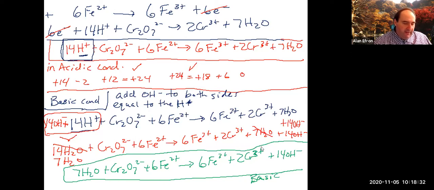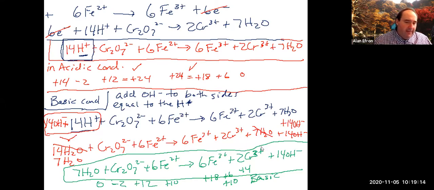Overall charge, if we look at the overall charge on the left-hand side, we got 0 plus a -2 and a plus 12. That gives us, I think, a plus 10, if I'm not mistaken on that. On the right-hand side, we have a plus 18 and a plus 6 and a minus 14. So again, that's a lot of math there, but that's like a plus 24 minus 14 is a plus 10. So again, it is balanced both ways, both in terms of charge and elements.